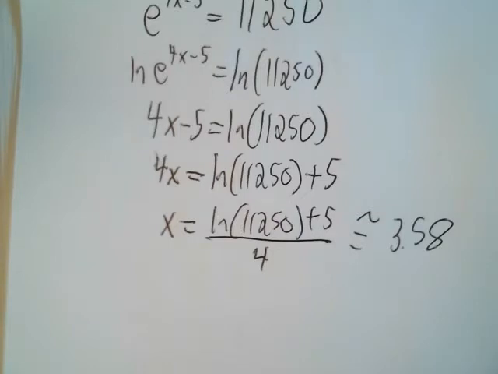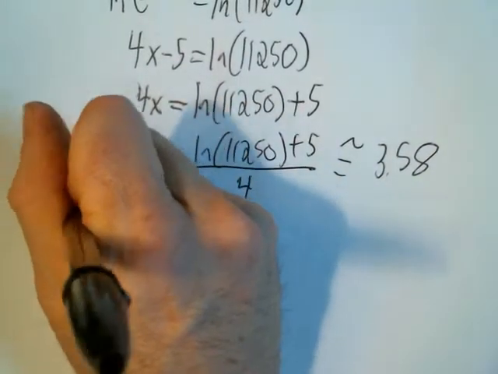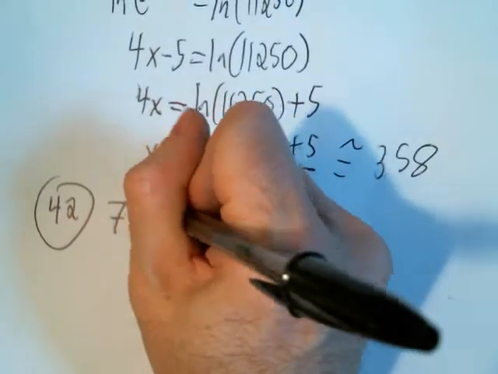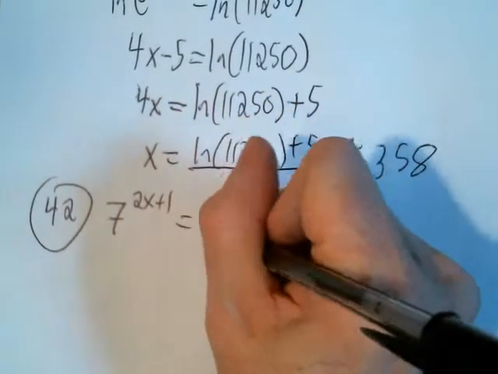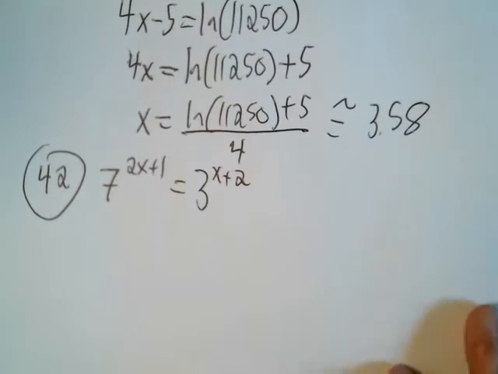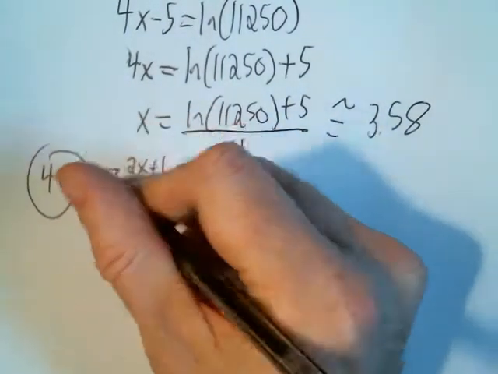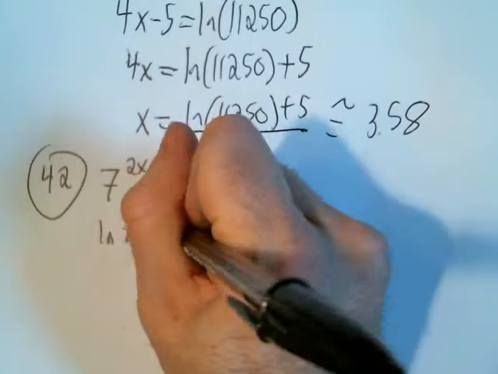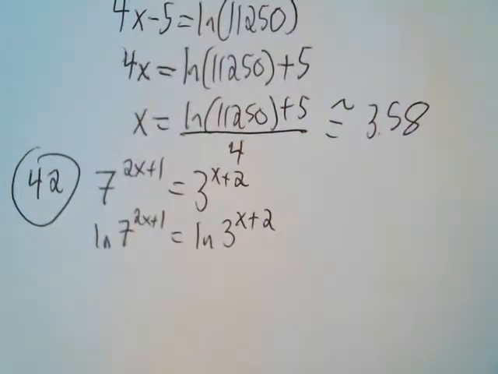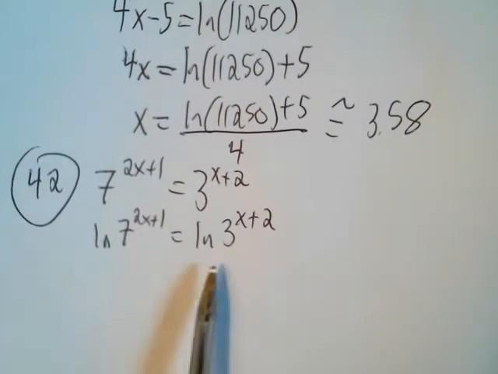Okay. So 2 more and then we'll move on to logs. So 42: 7 to the 2x plus 1 equals 3 to the x plus 2. I'm fond of putting this one on the test. Let's take a look. So ln of 7 to the 2x plus 1 equals ln of 3 to the x plus 2. And in this case, there's no way to get the logs to cancel out.